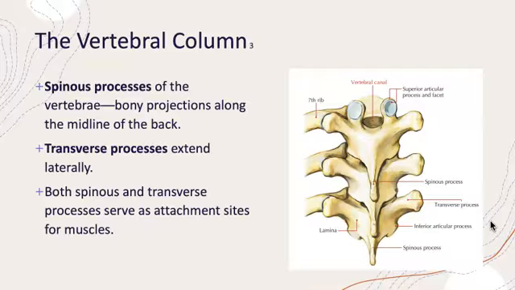So let's talk about some of the major features of our vertebral column. First is going to be our spinous processes, which is probably what you feel if you run your hand down the midline of your back. And so these are just bony projections down that midline. Our transverse processes are going to be extensions that move out laterally, and in the thoracic area, we are going to have the ribs articulate here. And these, both the spinous processes and transverse processes, serve as attachment sites for muscles.